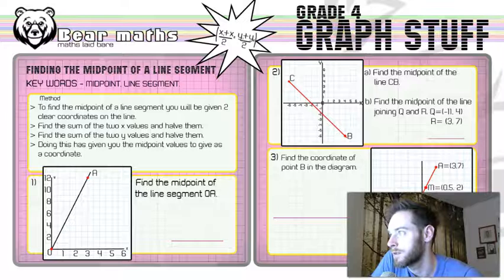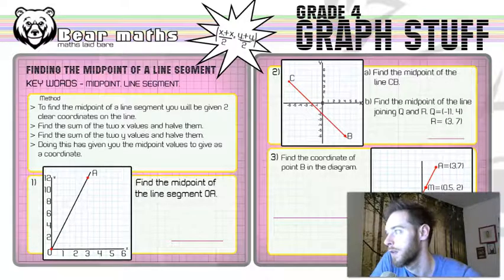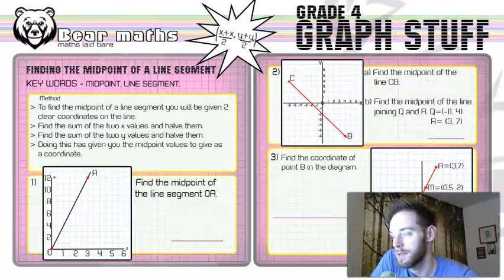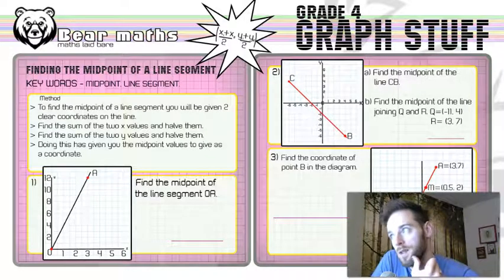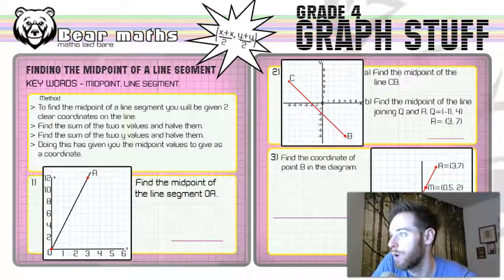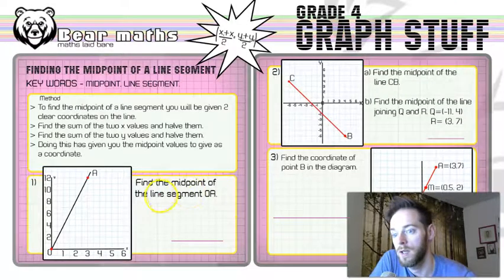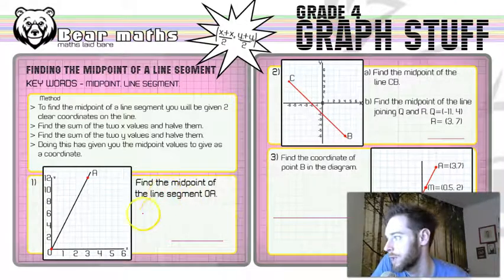Now the method states to find the midpoint of a line segment, you will be given two clear coordinate values on the line. You've got to find the sum of those two x values and half them, and you've got to find the sum of the two y values and half them. Doing this gives you the midpoint values to give as a coordinate. Now I will show you my preferred way of doing this sort of question.